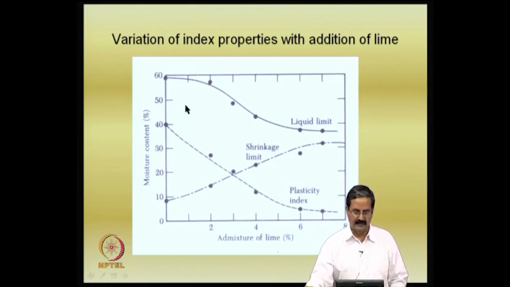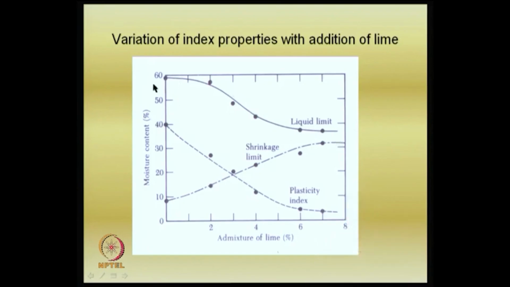This is a typical example of how the mixture of lime with water can change the plastic characteristics. For example, if you see the liquid limit, it is about 60% here. With addition of lime percentages of 2, 4, 6 and 8, the liquid limit has come down from 60 to 40%. Then the plasticity index from 42 has come down to about 5%. It is a very good difference.